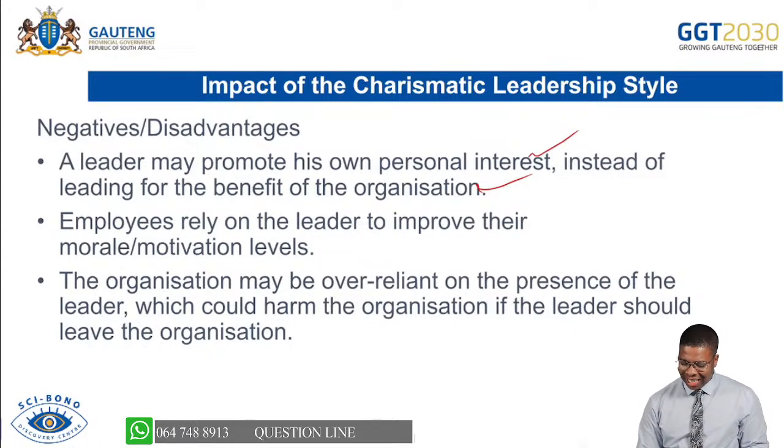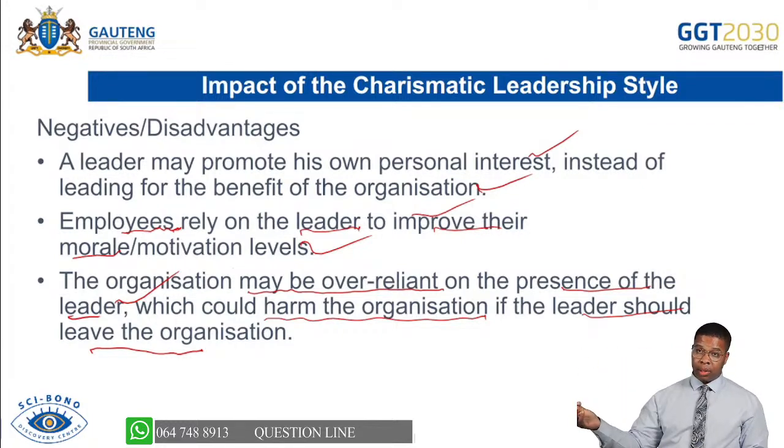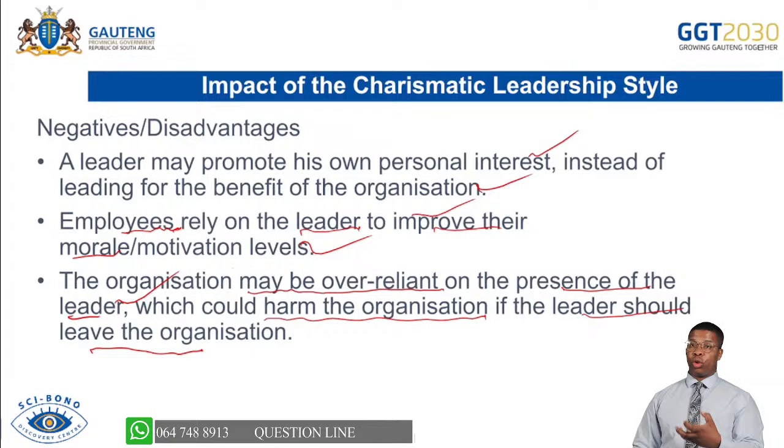And then employees rely on the leader to improve their morale or motivation. So now the challenge is that employees rely on this leader to improve their morale or motivation. That is the challenge again, because if the leader now is not able to improve the morale of the employees, then they will not have the right morale or attitude, which will be a problem. And the organization may be over reliant on the presence of the leader, which could harm the organization if the leader leaves the organization and starts another organization or another business, because now it means that charm will not be there.